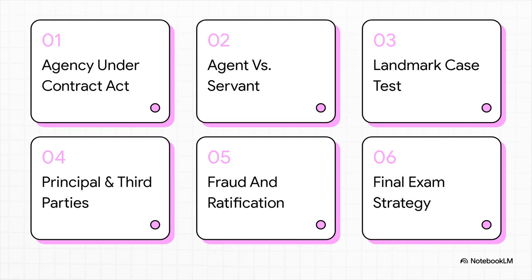Write down these 6 precise headings immediately. 1. Agency under Contract Act. 2. Agent versus servant distinction. 3. Landmark case control test. 4. Principal and third parties. 5. Agent fraud and ratification. And 6. Final KSLU exam strategy. This is your infallible structural blueprint for scoring full marks on your 16-mark university essay. Do not deviate from this sequence.